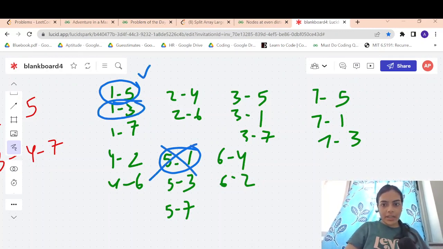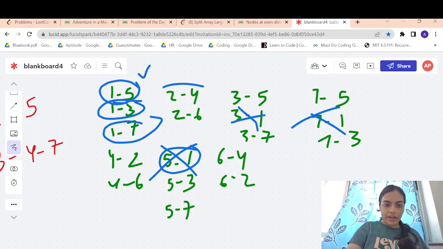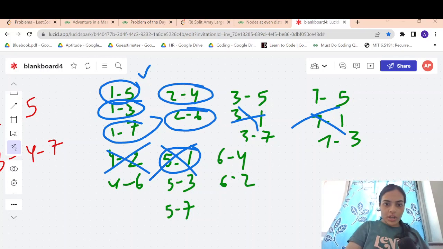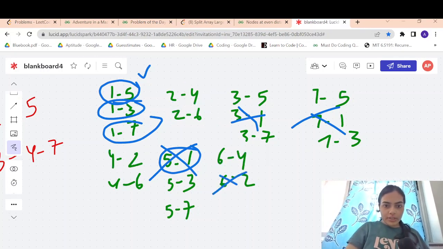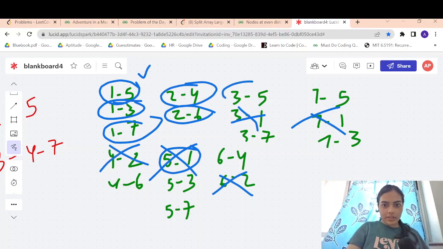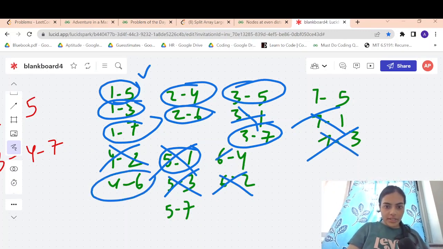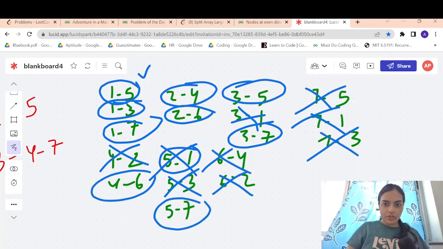Similarly, if you take 1, 3, you need not take 3, 1. If you take 1, 7, you need not take 7, 1. If you take 2, 4, you need not take 4, 2. If you take 2, 6, you can ignore 6, 2, right? And similarly, if you take 3, 5, you need not take 5, 3. If you take 3, 7, you need not take 7, 3. If you take 4, 6, you need not take 6, 4. If you take 5, 7, you need not take 7, 5.